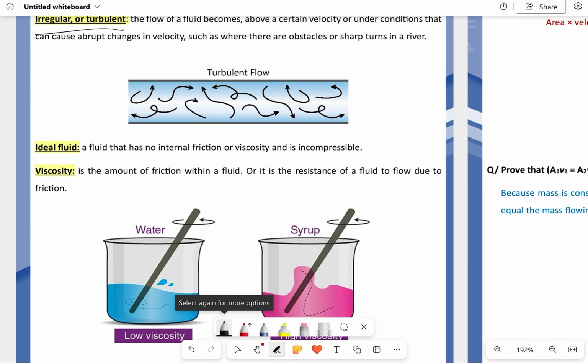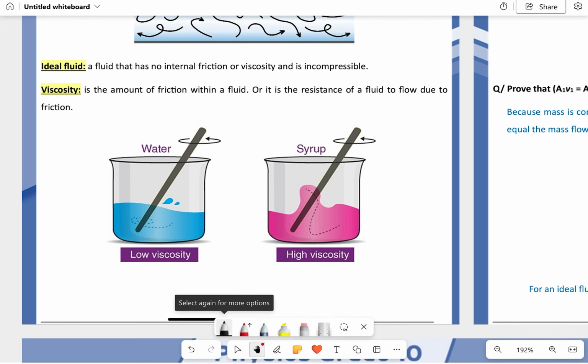You have ideal fluids, guys. Ideal fluids, they have no internal friction, okay? Or you can just say that they have no viscosity, okay? And they are incompressible. This is an ideal fluid. We're going to talk about the properties of them in just a minute.